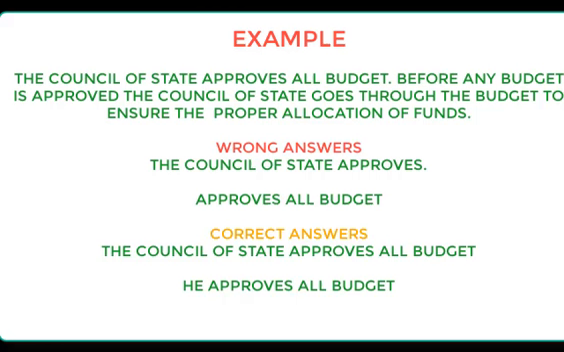Example: the Council of State approves all budgets. Before any budget is approved, the Council of State goes through the budget to ensure proper allocation of funds. In one sentence, summarize the function of the Council of State. "The Council of State approves" and "all budgets" are not complete sentences and should never be presented as answers. The correct answer is: The Council of State approves all budgets, or It approves all budgets.